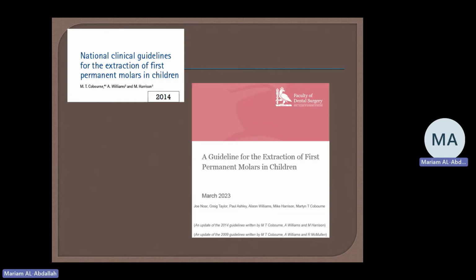Right. Now let's come to our last topic, which is the guideline for the extraction of first permanent molars of poor prognosis. Okay, this was published in 2014, and then it was republished recently in March, almost a month and a half ago. And it's a guideline for the extraction of first permanent molars from the Faculty of Dentistry of the Royal College of Surgeons of England's guidelines, right?